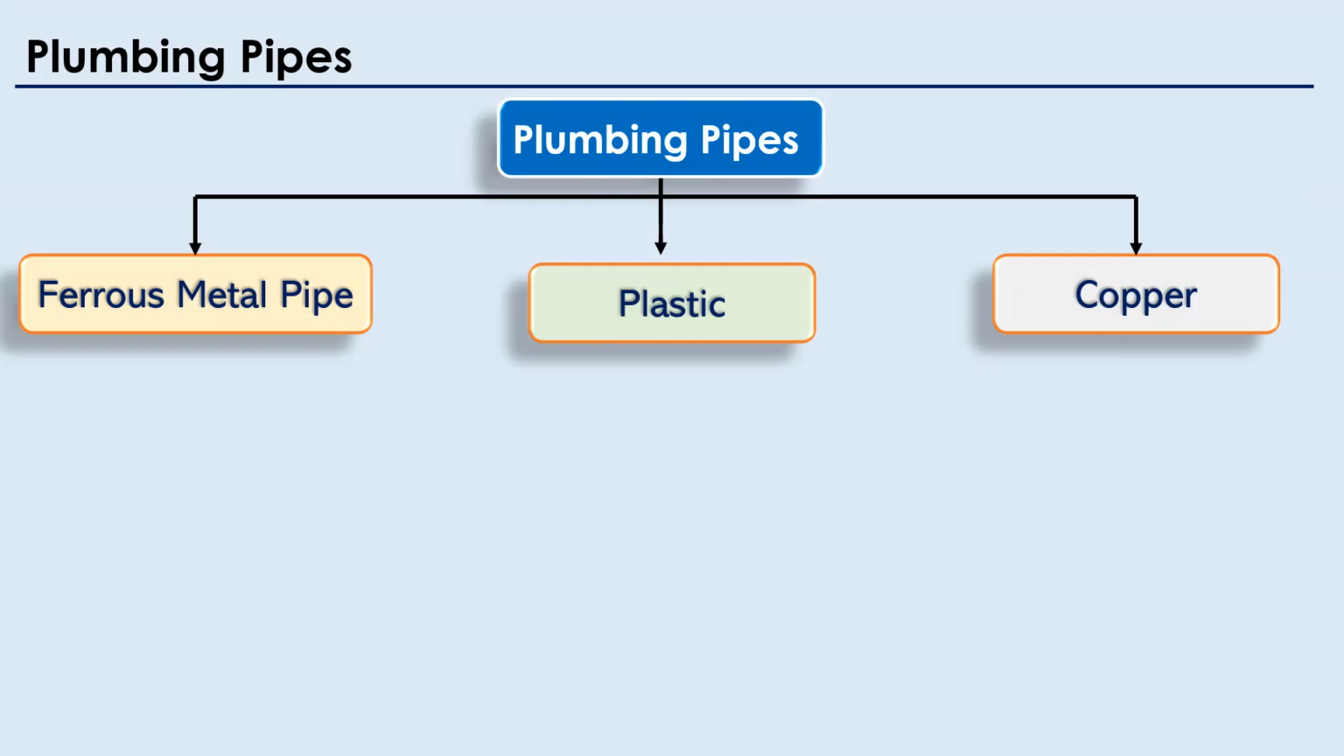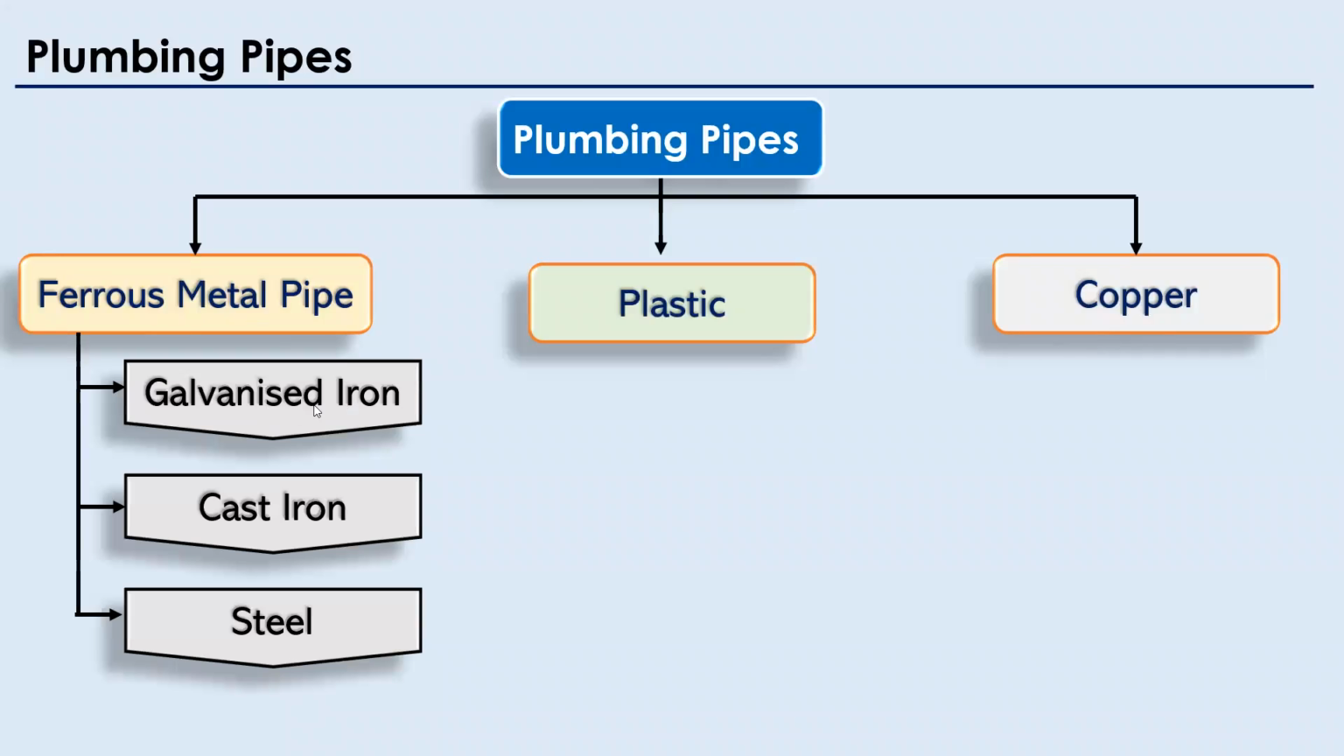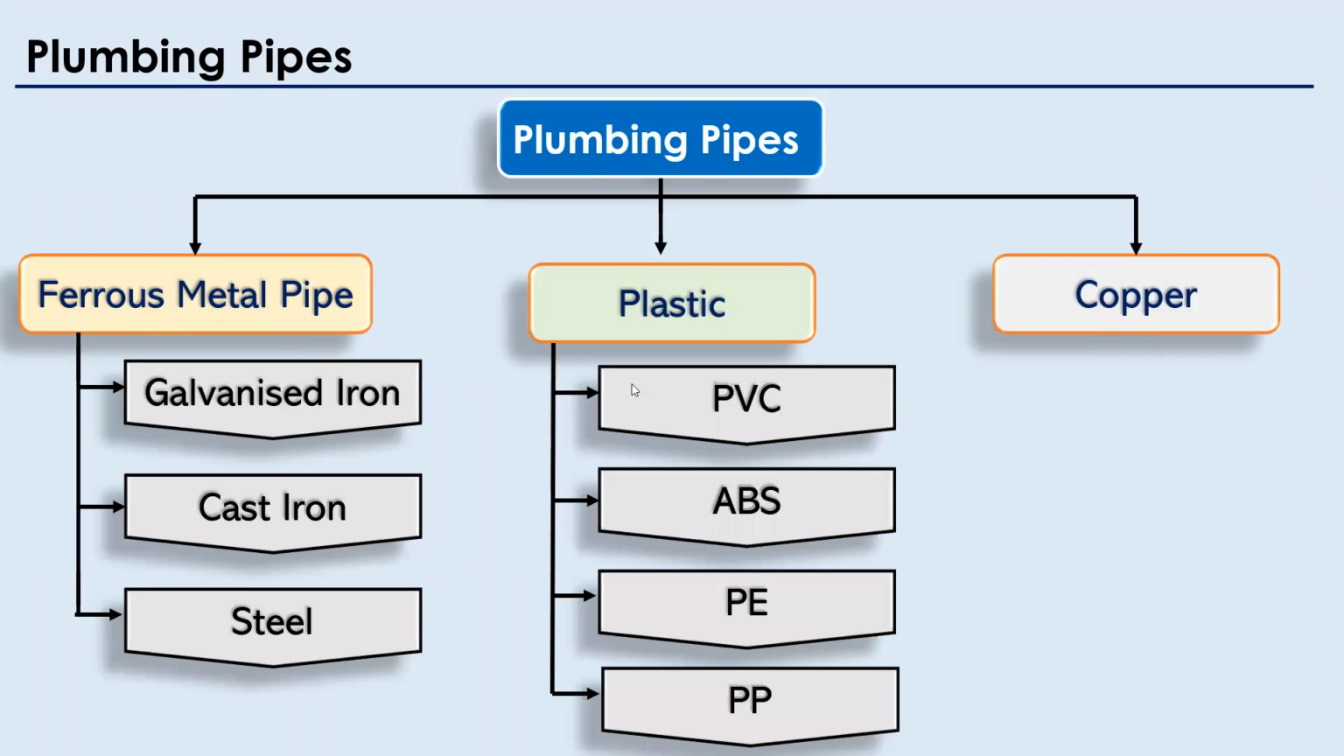Plumbing pipes. In plumbing, there are generally three kinds of materials which are most commonly used: ferrous metal pipe, plastic pipes, and copper pipes. In ferrous metal pipes, we have galvanized iron, cast iron, and steel. In plastic, we have four main commonly used materials like PVC, ABS, PE, and PP. We will discuss all of these in the later sections. And the third one is copper.